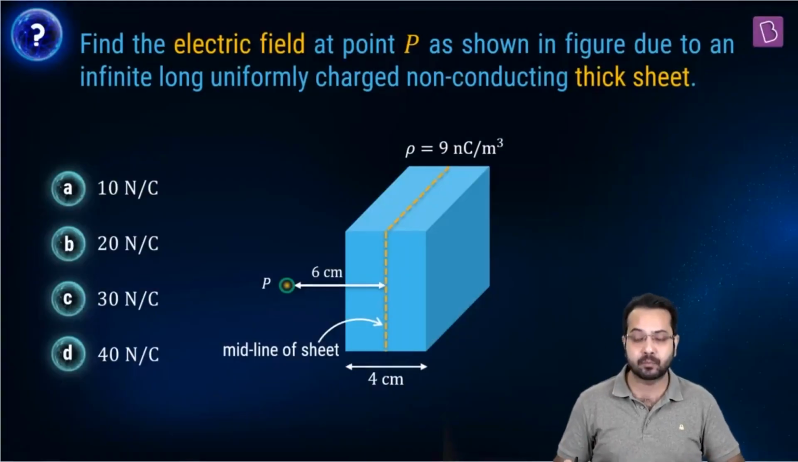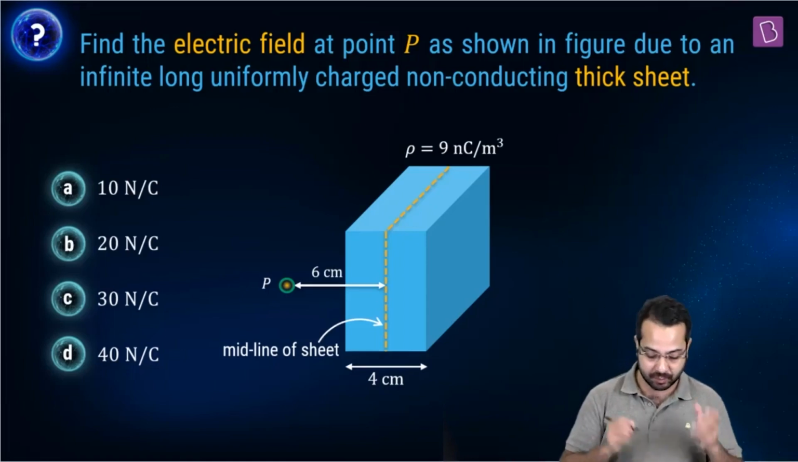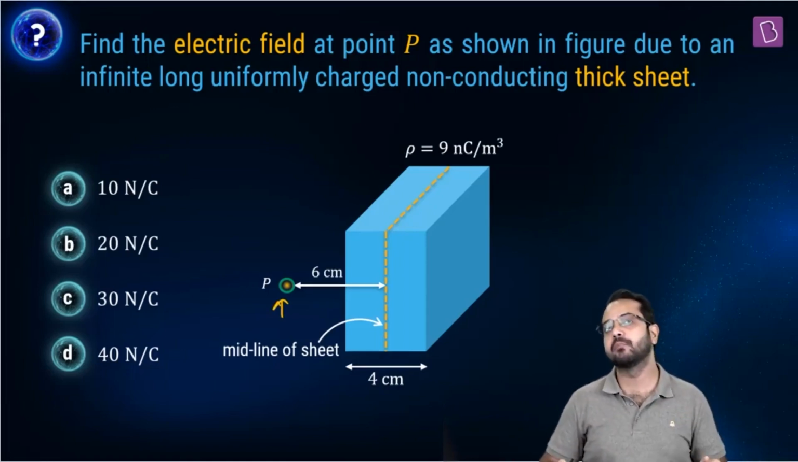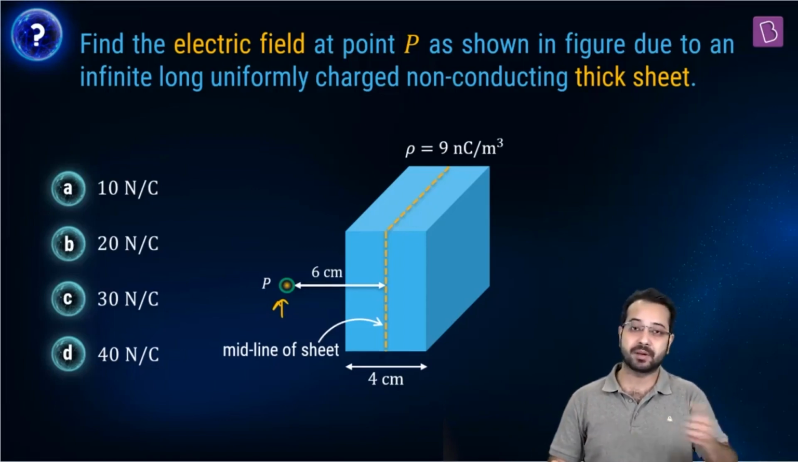Find the electric field at a point P as shown in figure due to an infinite long uniformly charged non-conducting thick sheet. Okay, so we have a thick sheet again, but where is the point? The point is outside. All right, it is not inside the body of the sheet. Okay, it is outside, but the concept remains the same.